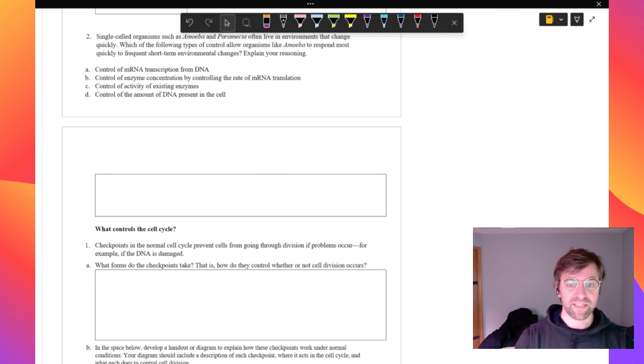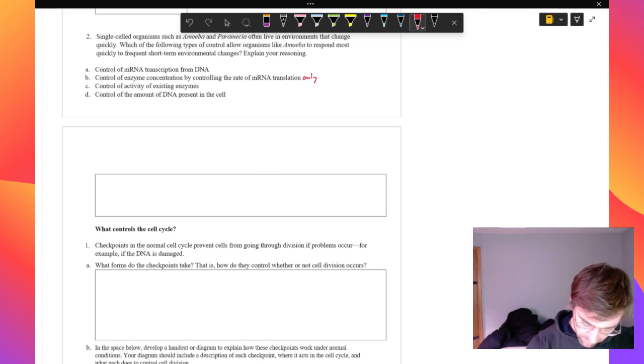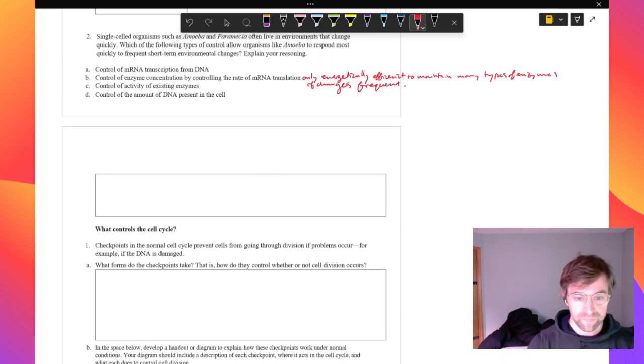This is interesting. So maintaining a number of different enzymes in the cell is energetically efficient only if the short-term changes occur frequently over time. Only control of enzyme concentration by controlling the rate of mRNA translation. Maintaining a number of different enzymes in the cell is energetically efficient only if short-term changes are very frequent. Okay. C, control of activity of existing enzymes.